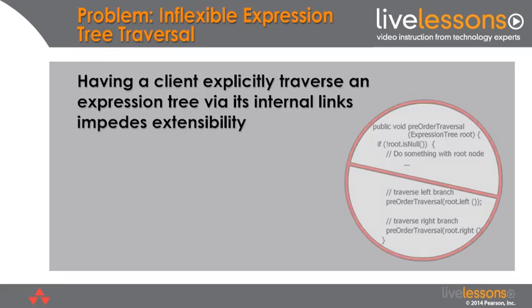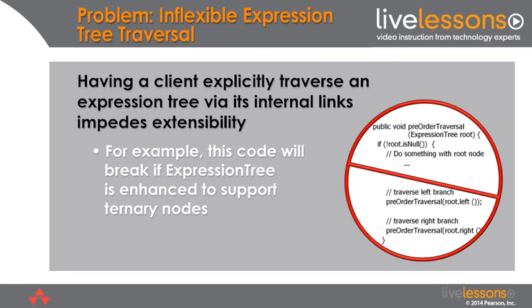Another issue is that having a client explicitly traverse an expression tree via its internal links will impede usability and extensibility. For example, if a user tried to write a recursive function that took advantage of the fact that each expression tree had a left field and a right field, that would break if we were to modify the expression tree to handle other kinds of nodes, such as a ternary node, which would have yet another child. So we'd like to find a way to not expose this kind of information to the application code.